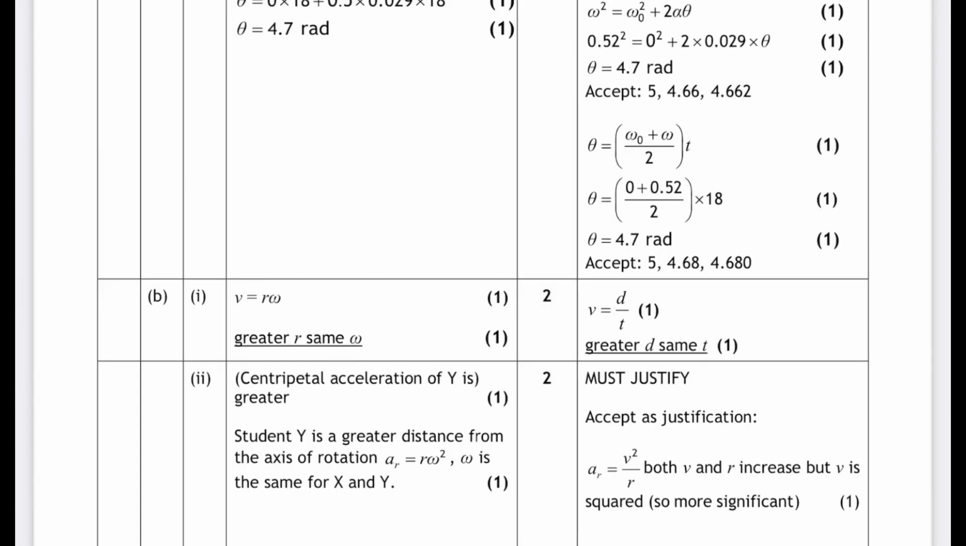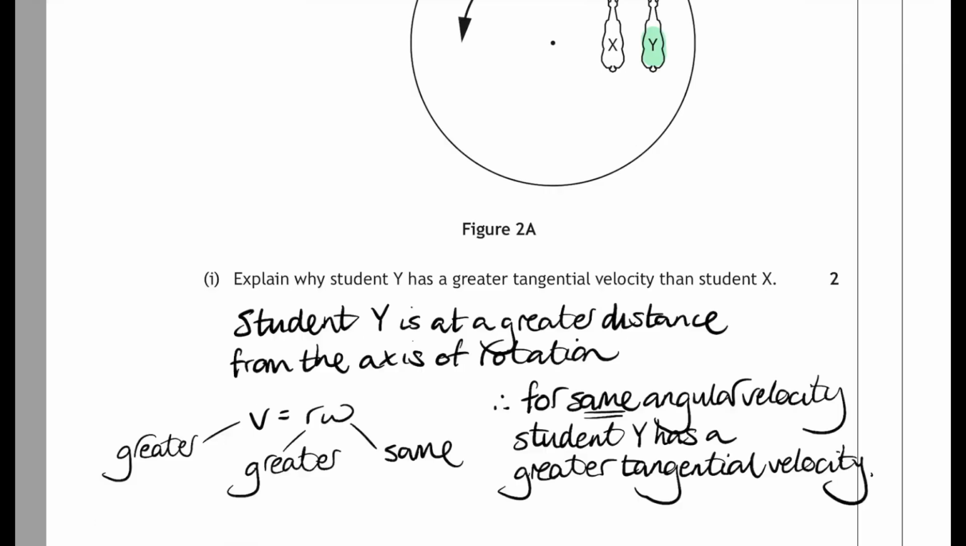And let's have a look at the SQA expected response. So it's B part 1, so 1 mark for stating the relationship v equals r omega, and the second mark for stating it's because you're at a greater radius but you've got the same angular velocity. And on the right hand side, you'll see you could also have answered this question using speed equals distance over time, and student Y will travel a larger circumference, that's a bigger distance, in the same time.